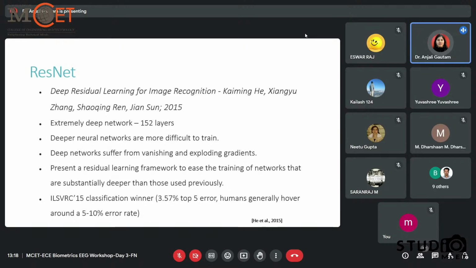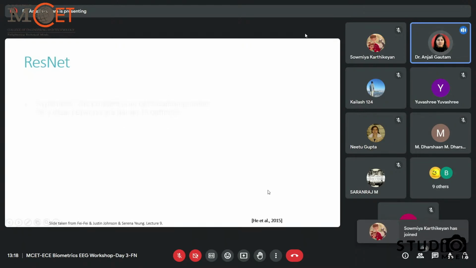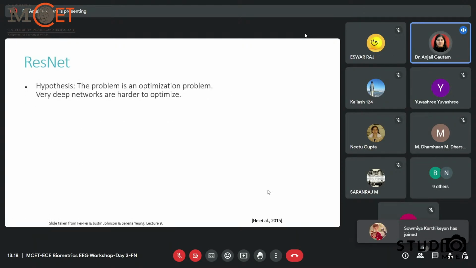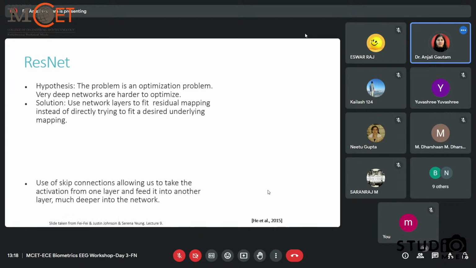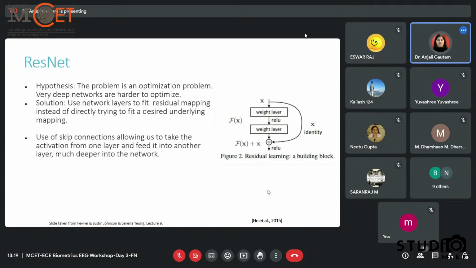But in ResNet, what they did, they were also the winner in the other competition, with an error rate of just 3.57%. In order to avoid that problem, they brought the concept of residual learning. If you are thinking that your results are getting deteriorated after performing max pooling, why not take the input again from the back side? That concept they brought, and that thing is known as the skip connection.